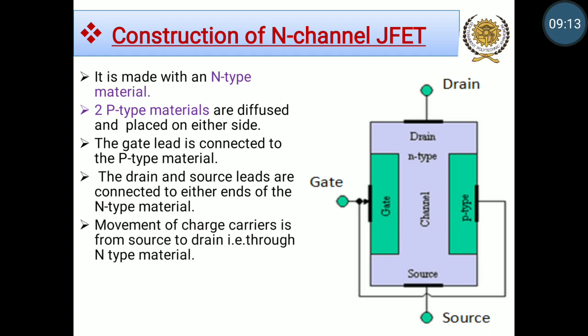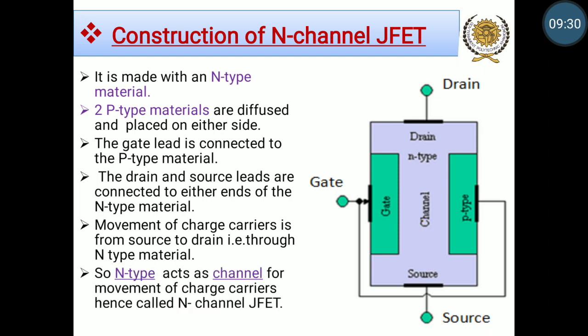Now, when external voltage is applied between drain and source, the movement of charge carriers is from source to drain, that is through the N-type material. So N-type acts as a channel for movement of charge carriers, hence called N-channel JFET.